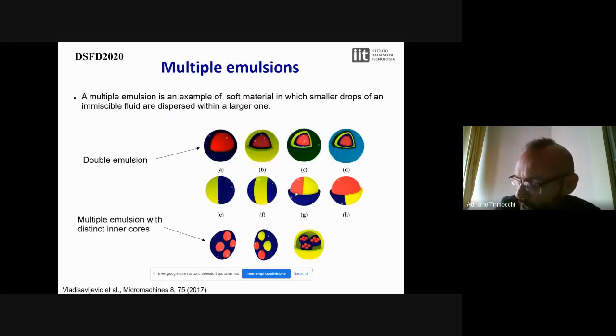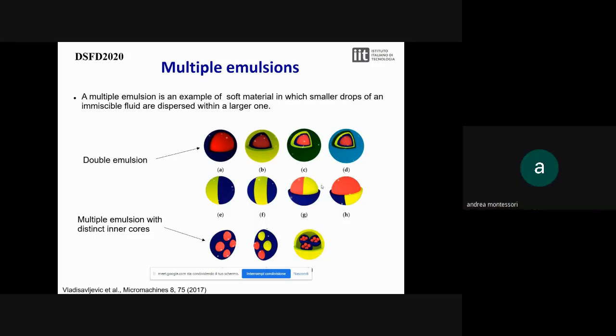So before going into the details, I start with a few quick definitions of what a multiple emulsion is. Very generally, a multiple emulsion can be defined as a soft material in which there are smaller, immiscible drops dispersed within a larger one. Can you see my screen, right? I'm moving. Yeah. Okay.